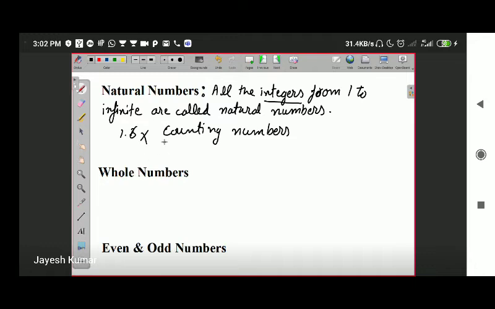Okay. Next is whole number. Whole number, there is one digit more than in the natural number. Whole numbers are all the integers from 0 to infinite are called whole numbers.